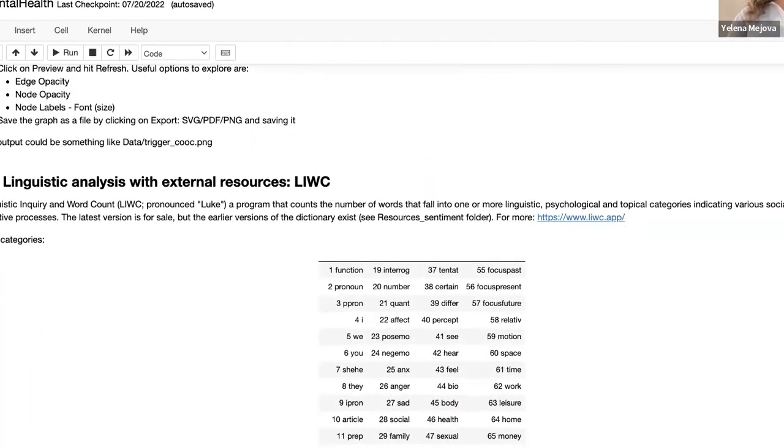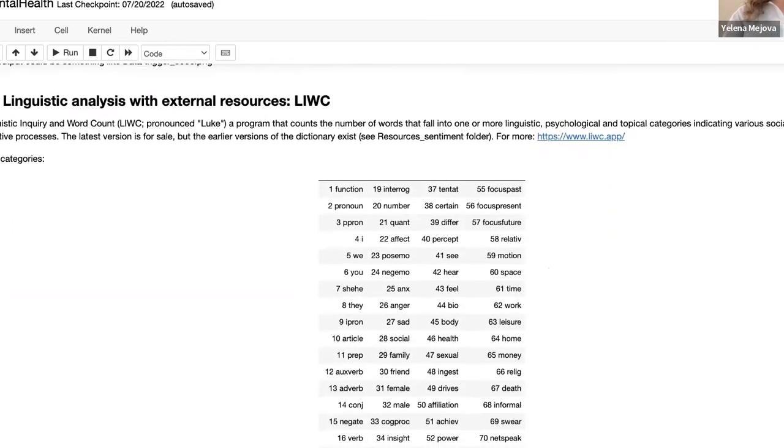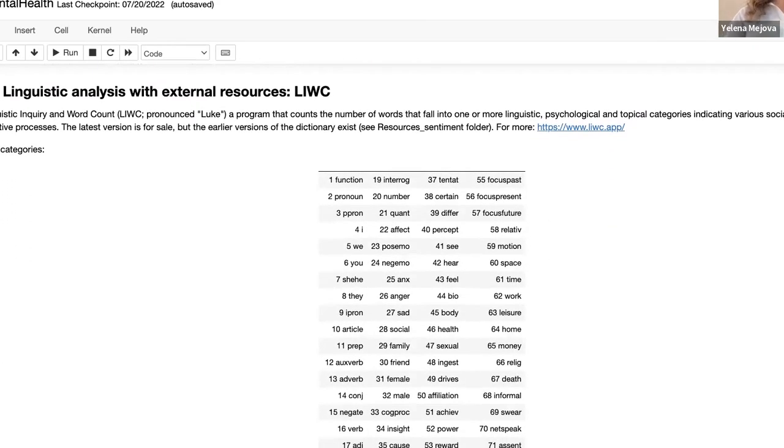Okay, so yeah, this is a lot of fun. You can make really beautiful representations of your topics for your papers. And in the end, here I want to tell you about this resource called LIWC, which stands for Linguistic Inquiry and Word Count.